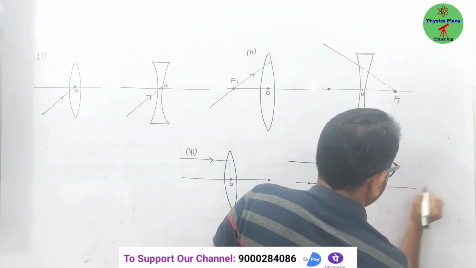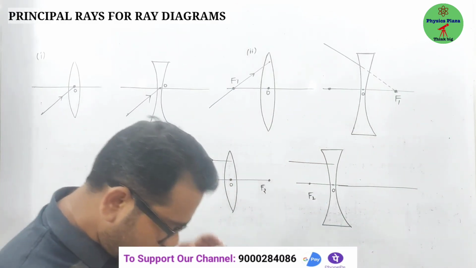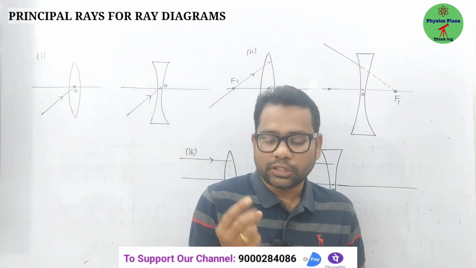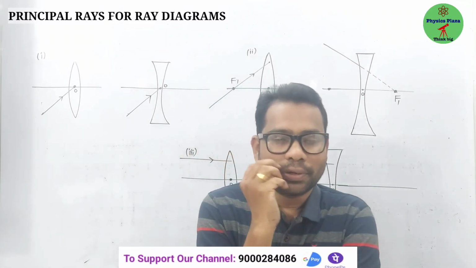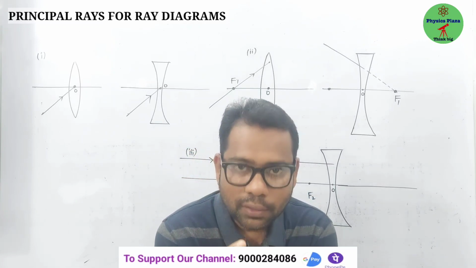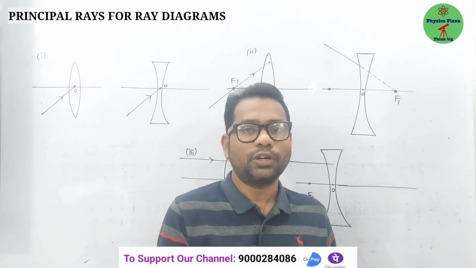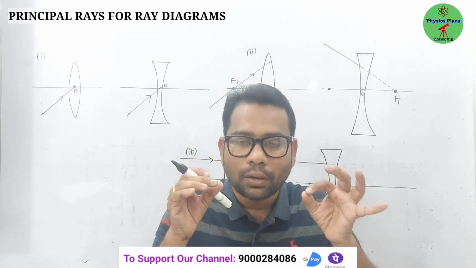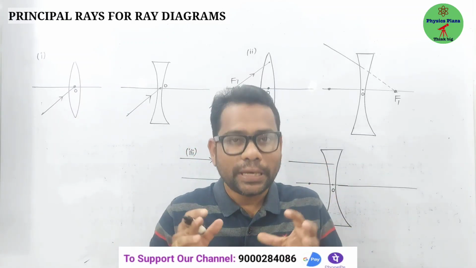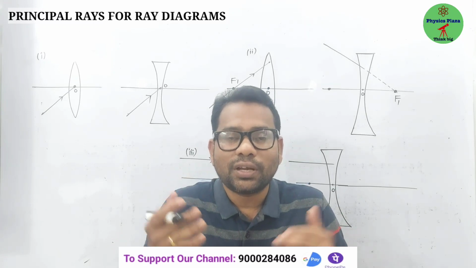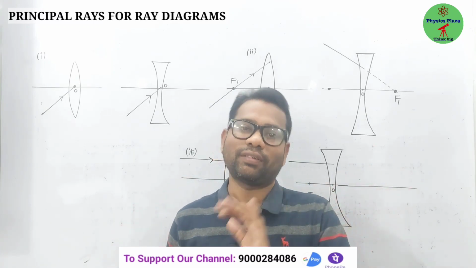Here is the principal axis. Children, again I'm telling you, we are going to discuss the three principal rays. But children, the minimum number of light rays required to get the image is only two. So two incident principal rays are enough to construct the ray diagram with either a convex lens or a concave lens.